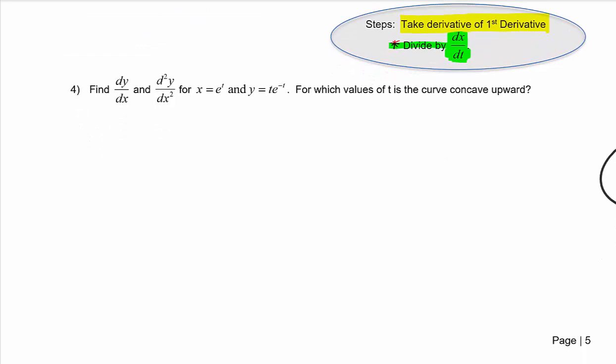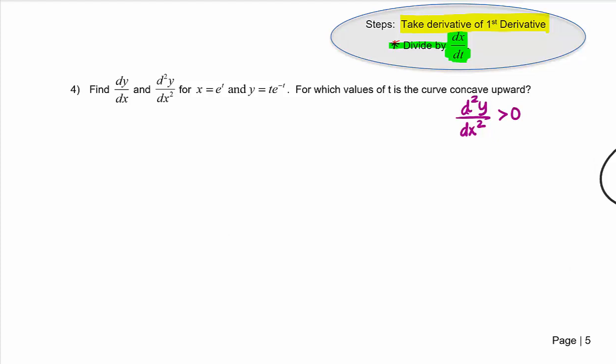So I'm going to find the first derivative and the second, and sometimes this is going to take a little bit of algebraic manipulation to make it look good. And then I'm going to use that to answer the question, for what values of t is the curve concave up? And we should know that a curve is concave up when its second derivative, the second derivative of y with respect to x twice, is greater than 0. So that's when I'm concave up.